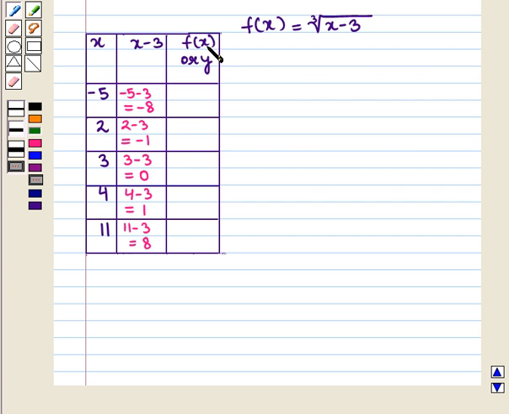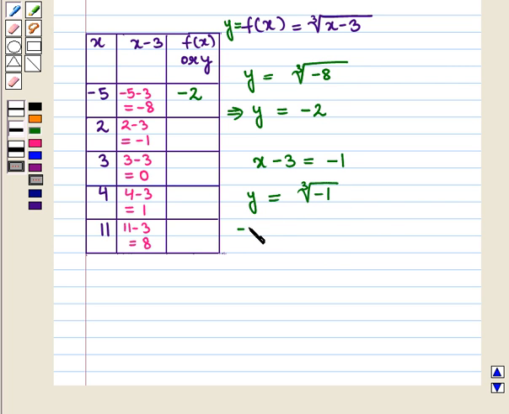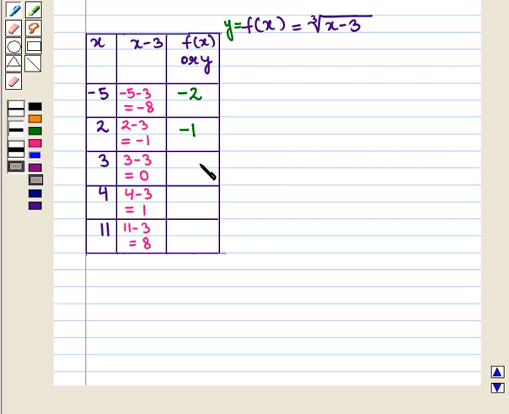Now we shall calculate the values of f of x or y. For x minus 3 is equal to minus 8, y is equal to cube root of minus 8, which implies that y is equal to minus 2. Similarly, for x minus 3 is equal to minus 1, y is equal to cube root of minus 1, which implies that y is equal to minus 1. Similarly, we shall find the remaining values of y for the corresponding values of x minus 3. And we have found that for x minus 3 is equal to 0, y is equal to 0. For x minus 3 is equal to 1, y is equal to 1. For x minus 3 is equal to 8, the value of y is 2.